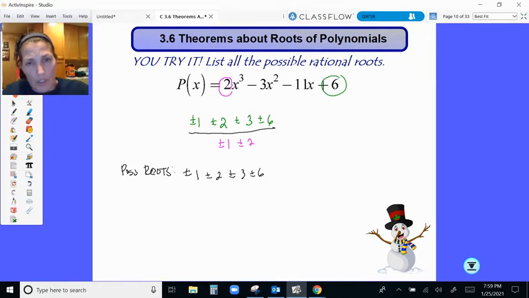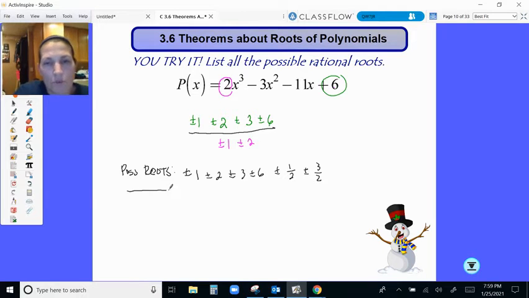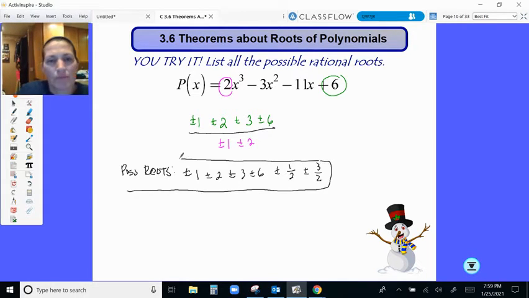And then we're going to go to 1 over 2, so positive, negative 1/2. 2 over 2, which is going to be positive, negative 1 again. 3 over 2 is going to be positive, negative 3/2. And then 6 over 2 would be positive, negative 3, which we already have. So these are my possible roots right here. Okay? All right, so that's the first step.